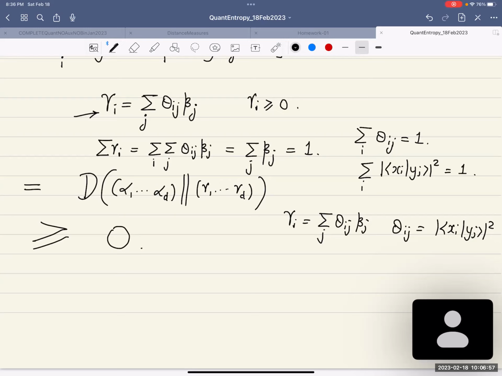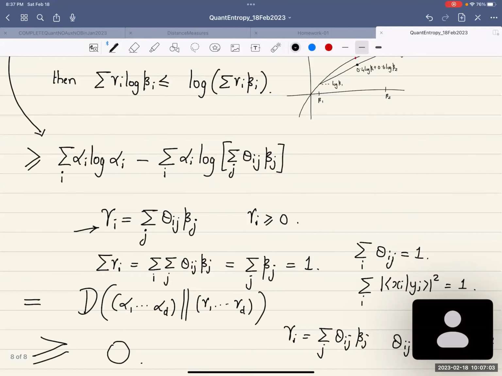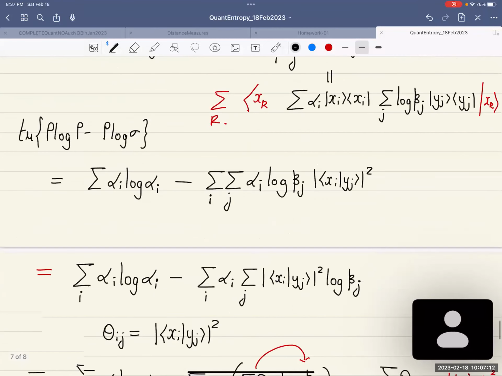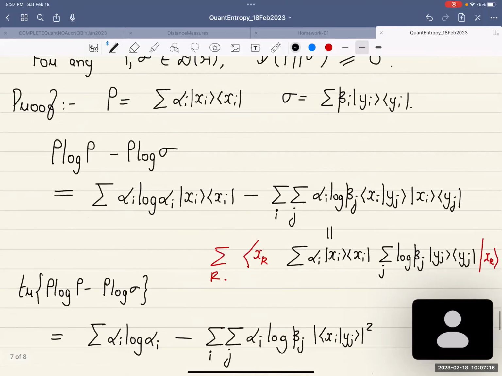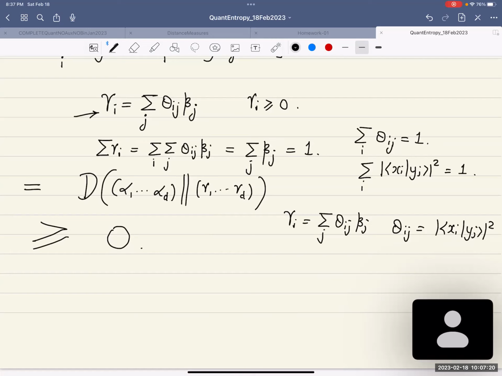I just motivated it through the redundancy. The redundancy is always positive. You cannot do better if you don't know the distribution. If you wrongly estimate the distribution, obviously you have to pay more. That's what the divergence being greater than or equal to 0 shows. And I reduce the positivity of the quantum relative entropy to the case of the divergence of two distributions being positive.